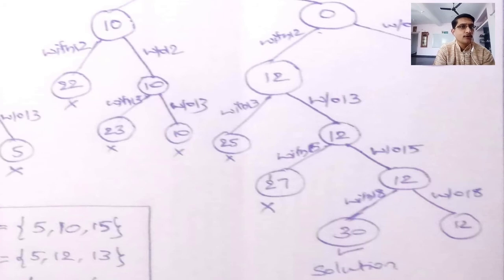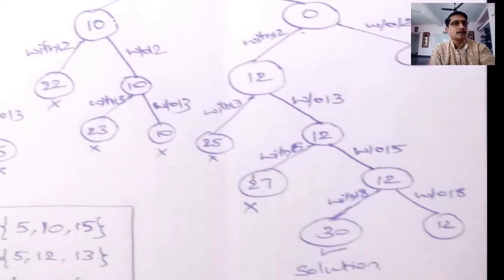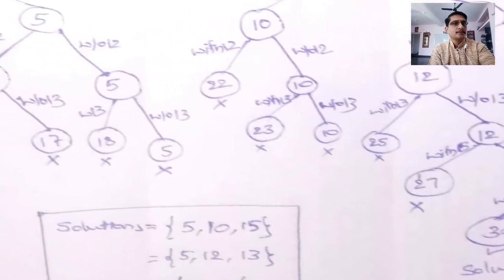So we will go for without 13. So it is 0 plus 12 is just 12. 12 plus 15, 27, again it is a non-promising node. Without 15 it is 12. 12 plus 18, the last item, if we consider, then 12 and 18 will give us one more solution, that is 30. So others will become non-promising nodes.